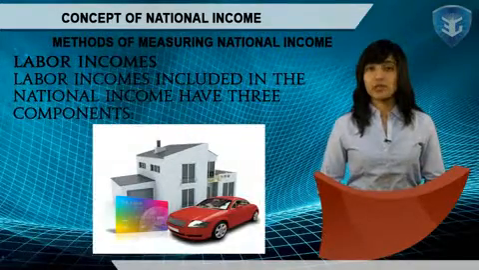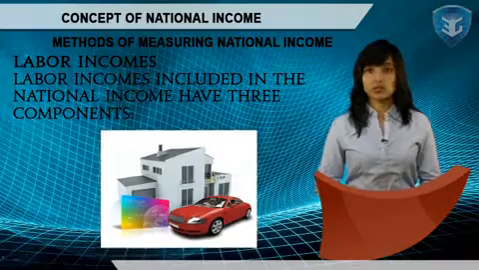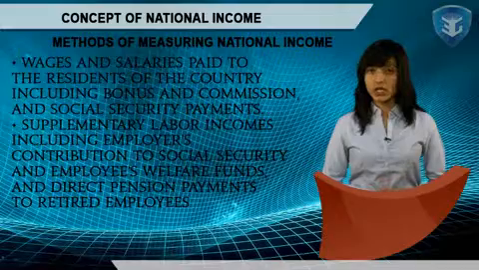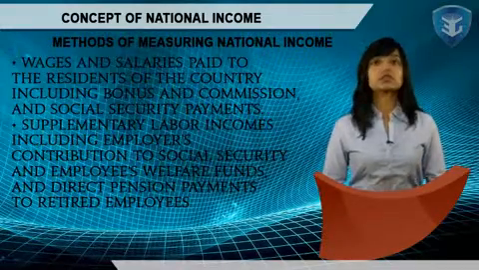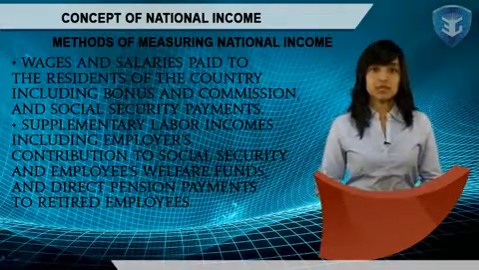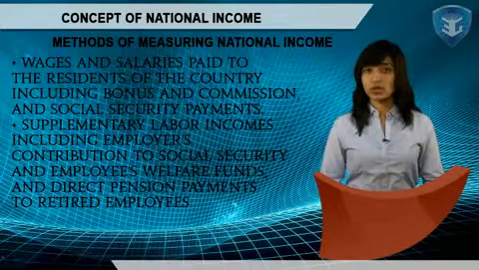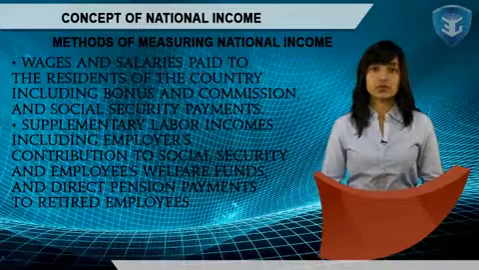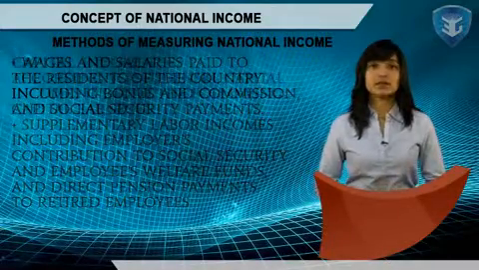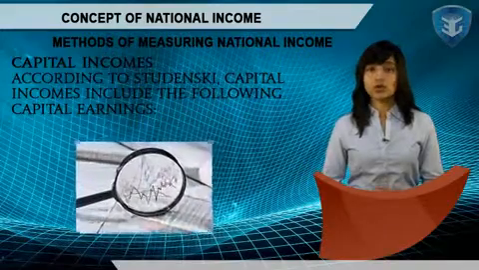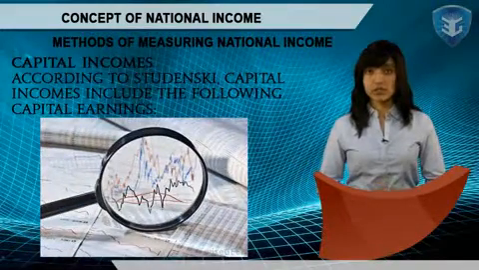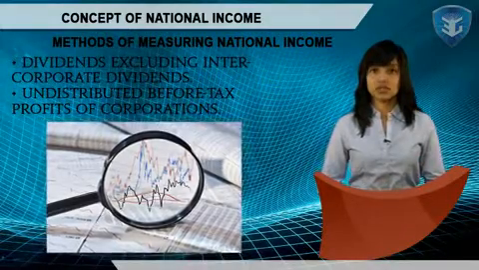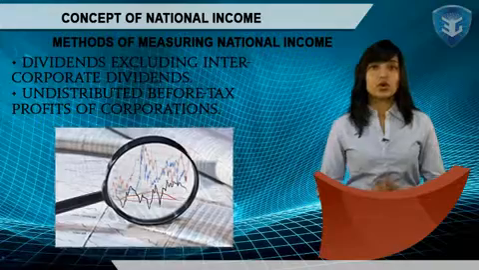Labor incomes. Labor incomes included in the national income have three components: wages and salaries paid to the residents of the country, including bonus and commission and social security payments. Supplementary labor incomes, including employees' contribution to social security and employees' welfare funds and direct pension payments to retired employees. Capital incomes. According to Studentsky, capital incomes include the following capital earnings: dividends excluding intercorporate dividends, undistributed before tax profits of corporations.